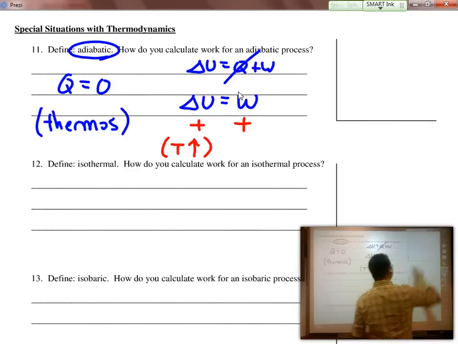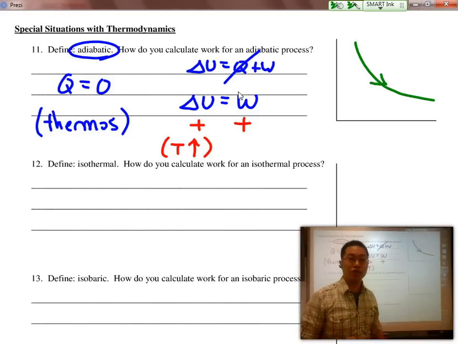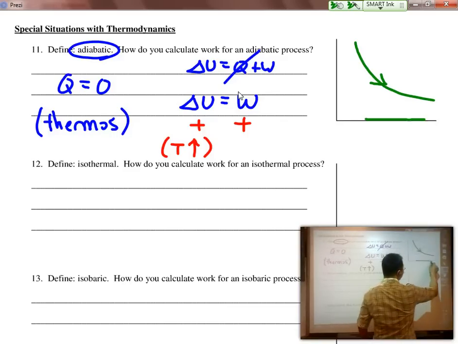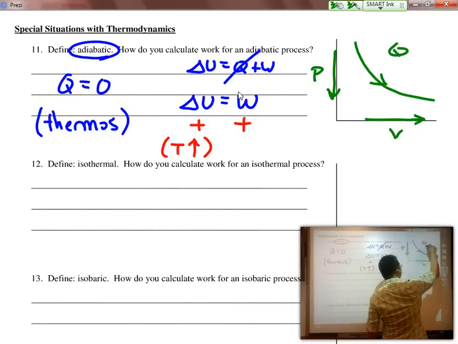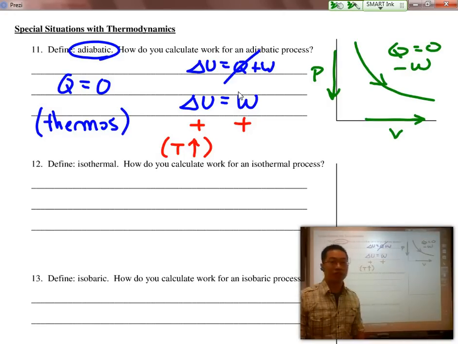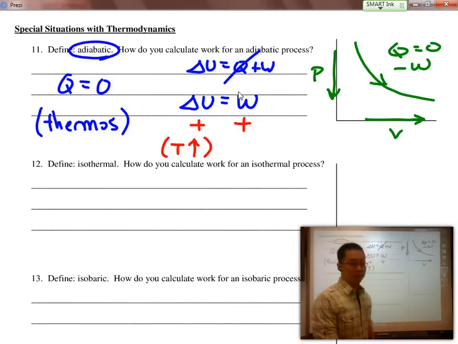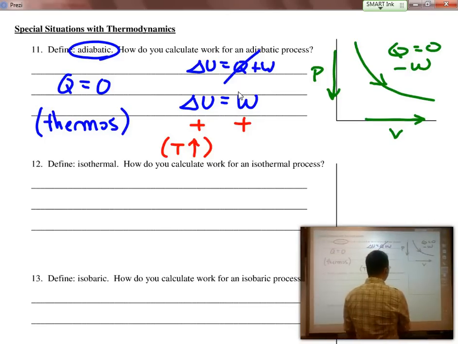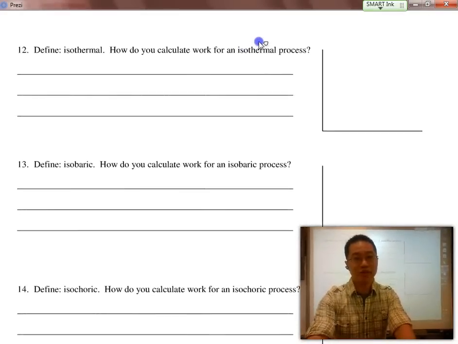Or vice versa, if you have the same graph line going the opposite direction, that's when the gas uses up its own energy to expand outwards. In this case, the volume is increasing and the pressure is decreasing. Q is still equal to 0, but we have a negative work and therefore a negative delta U. So that's what adiabatic means. It's basically a thermos. You're completely isolated and insulated thermally. The next situation we're going to look at is isothermal.